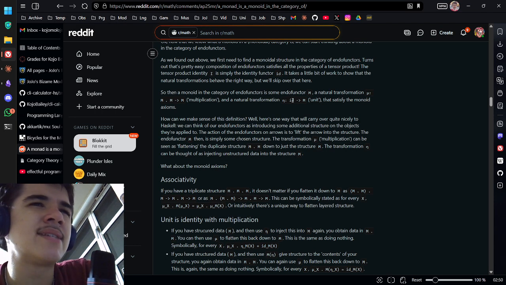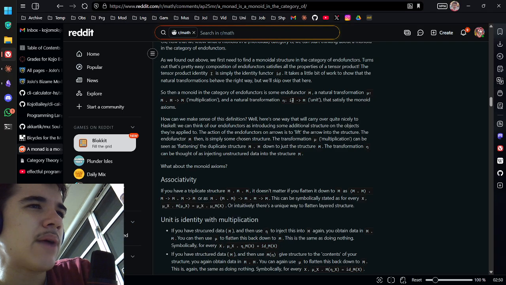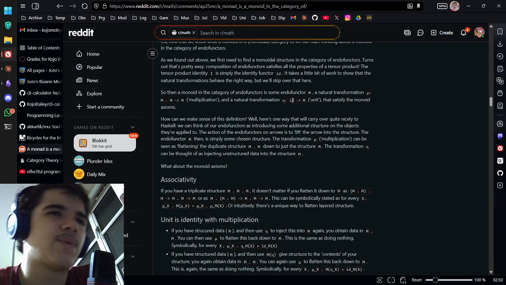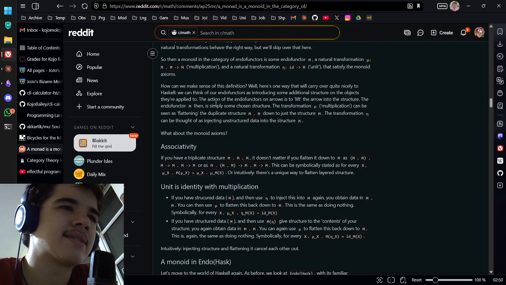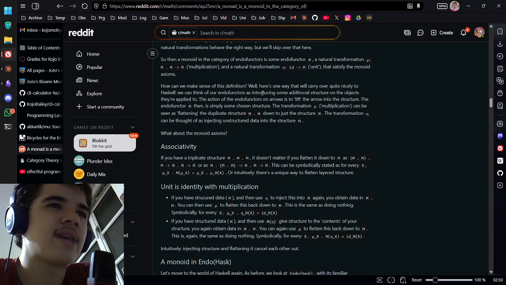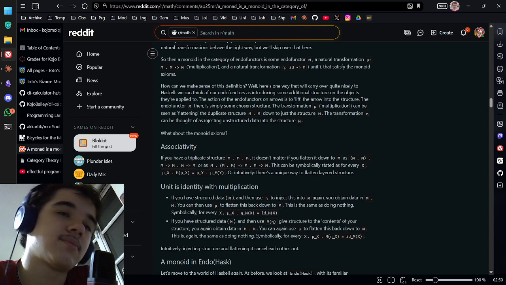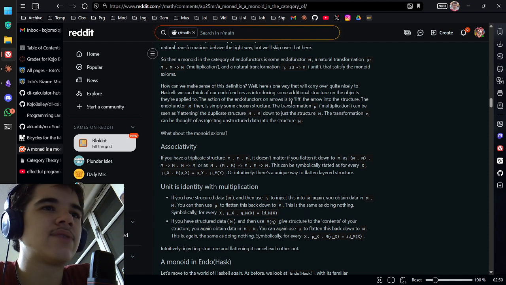But doesn't M need to map to itself? How can we make sense of this definition? Well, here's one way that will carry over quite nicely to Haskell. We can think of our endofunctors as introducing some additional structure on the objects they're applied to. The action of the endofunctors on arrows is to lift the arrow into the structure. The endofunctor M then is simply some chosen structure. The transformation mu can be seen as flattening the duplicate structure of M M down to just structure M.